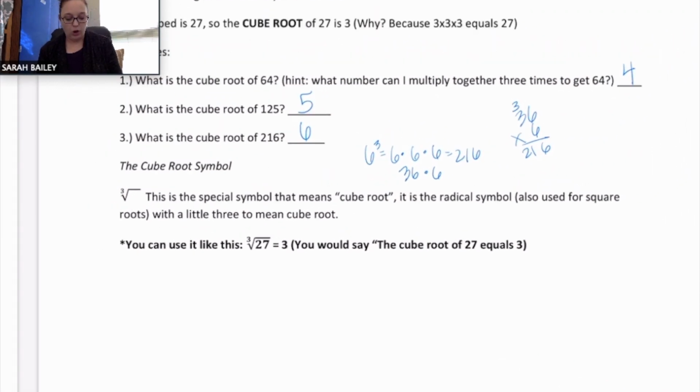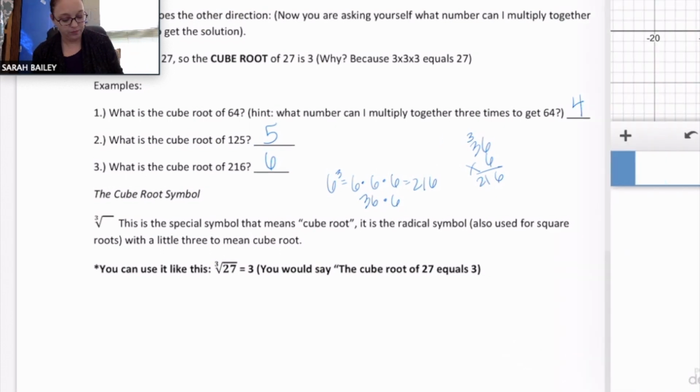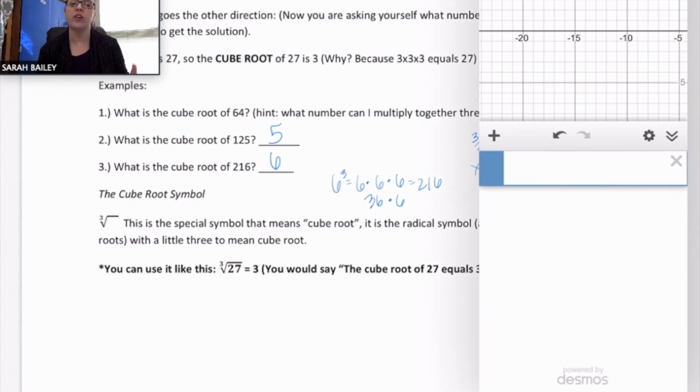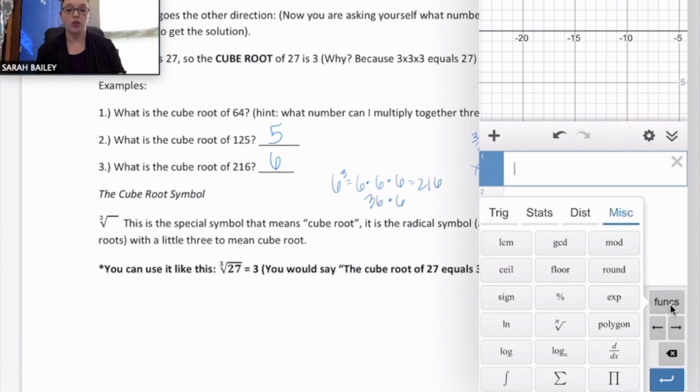Okay, so I want you to pull up your Desmos calculator, and I'm going to show you on the Desmos calculator how you can do the cube root of a number. So when I get ready to type in a cube root of a number, you probably have already noticed right here was the square root symbol, the radical symbol. You don't want that when you're doing a cube root. So I want you to tap on the part that says FUNCS, meaning functions.